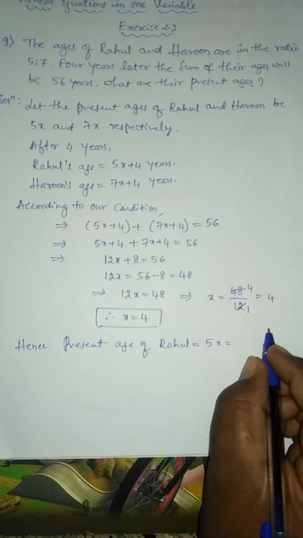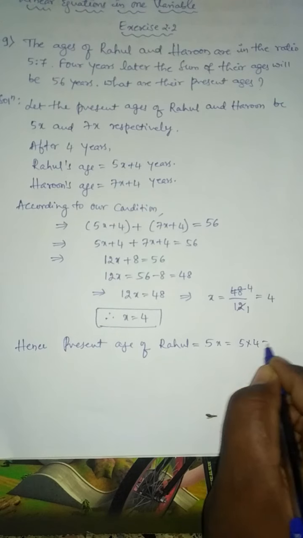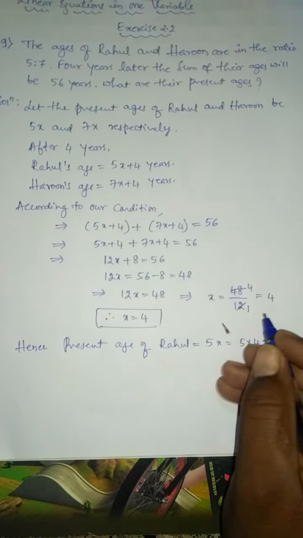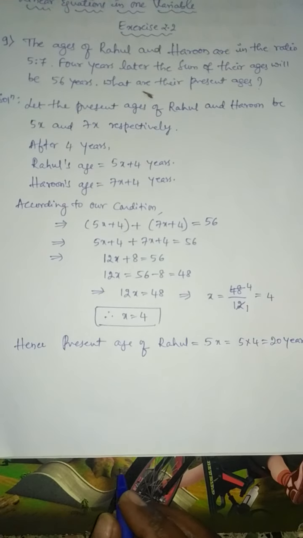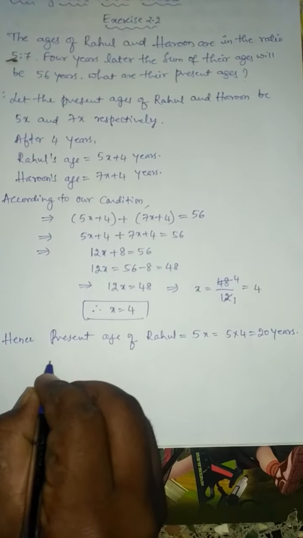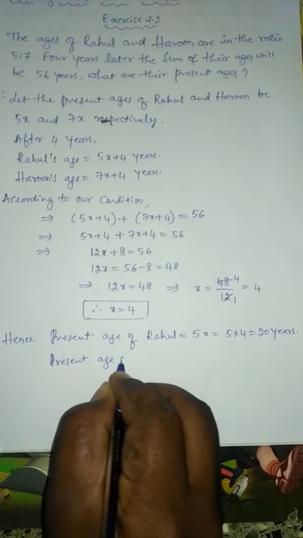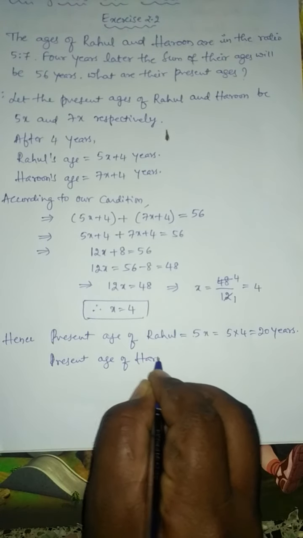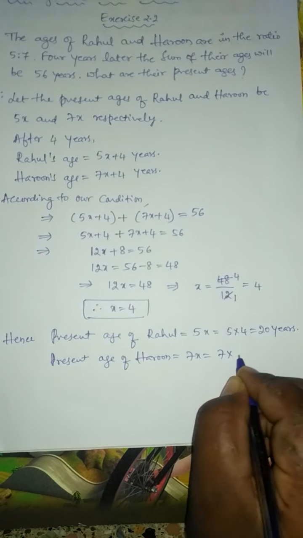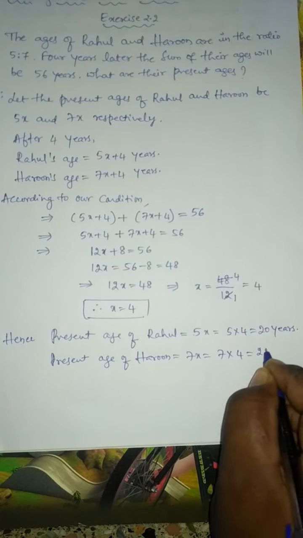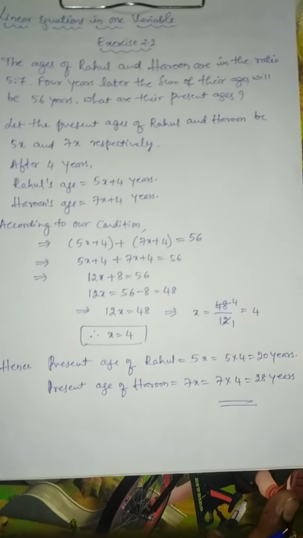So we have to substitute the x value here. 5 into the x value, which is 4. So 5 fours are 20 years. So the present age of Harun is equal to 7x. So 7 into the x value, which is 4. 7 fours are 28 years. This is our solution.